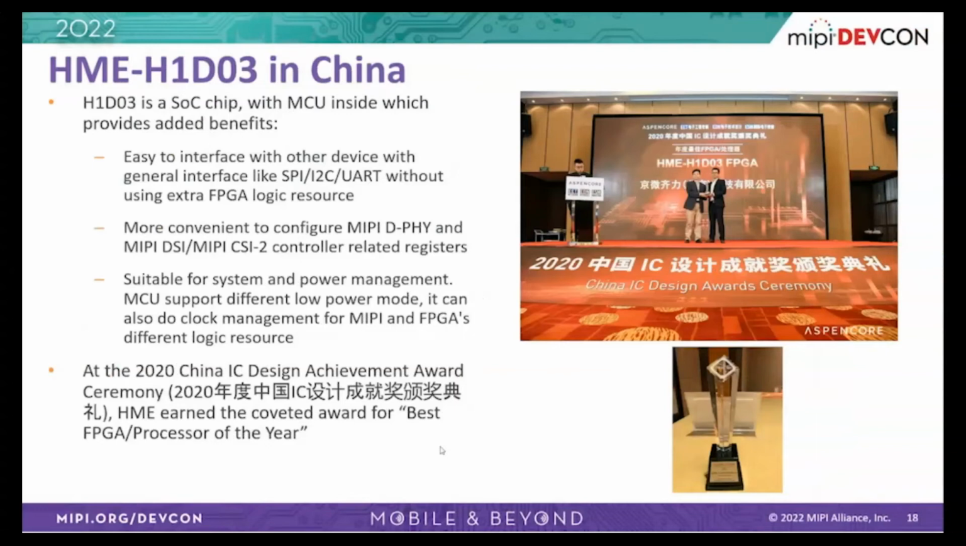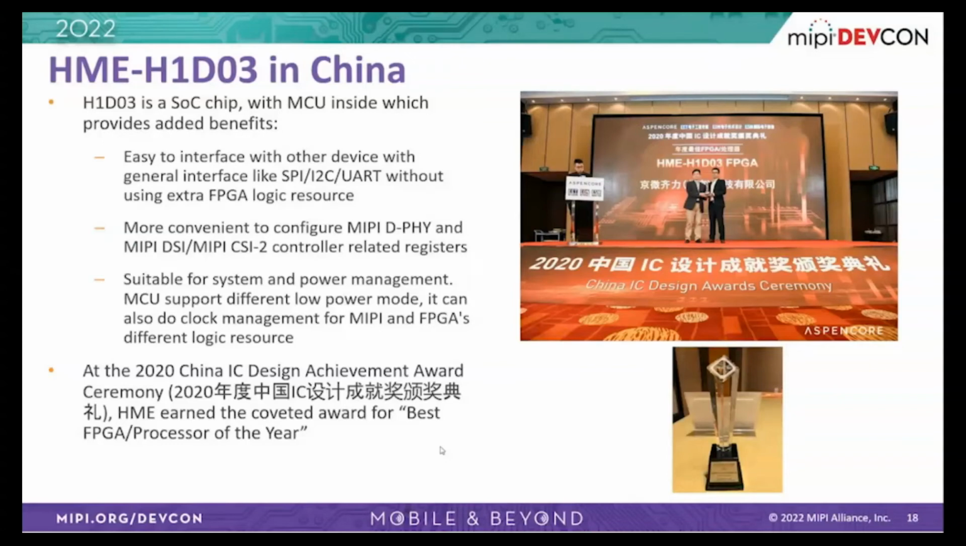This diagram shows that Hercules Microelectronics earned the coveted award for Best FPGA and Processor of the Year at the 2020 China IC Design Achievement Award Ceremony.